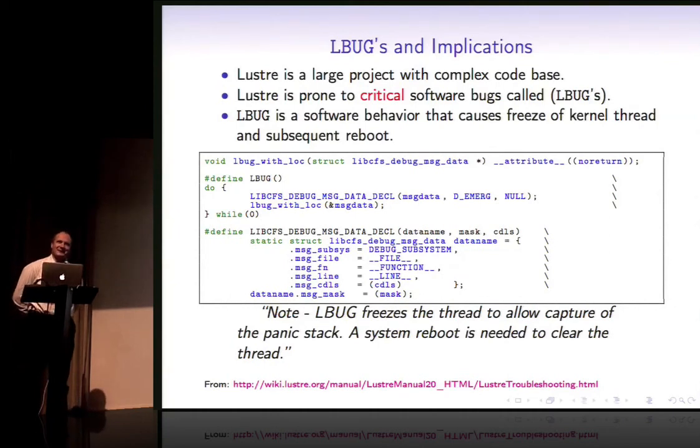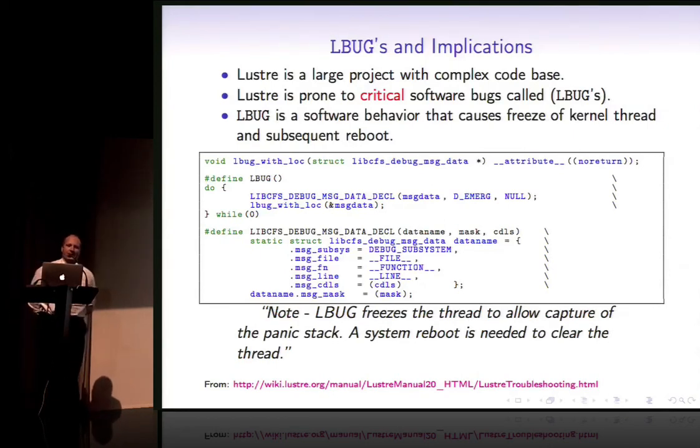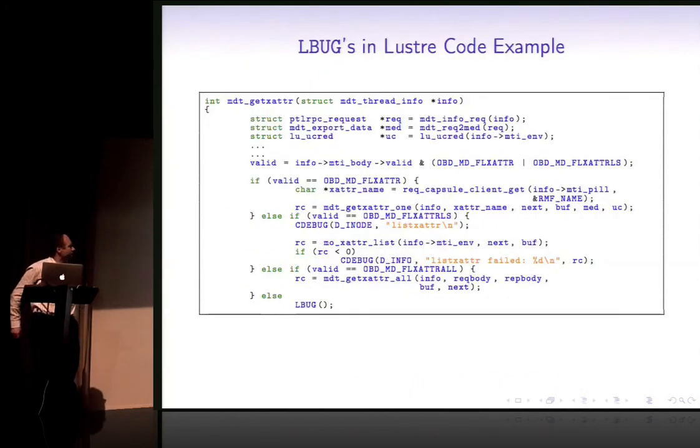So we all know what an LBUG is so far. Lustre is, of course, a very large project with a complex code base, and we're all humans who make mistakes. So Lustre is like every other huge project, susceptible to software bugs, and it's called an LBUG. This is somewhere in the header data, if I'm not mistaken. That's just the code. And if you go to the wiki.lustre.org website, you can see: node LBUG freezes the thread to allow capture of the stack. A system reboot is needed to clear the thread. So it's basically like a bad guy which we want to analyze and to predict.